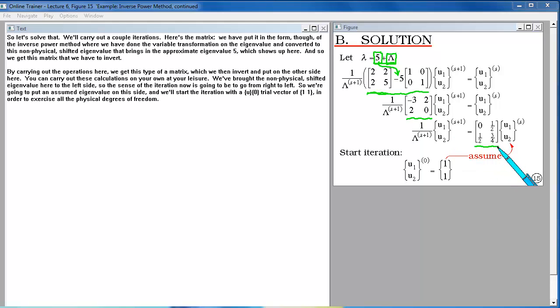You can carry out these calculations on your own at your leisure. We've brought the non-physical shifted eigenvalue here to the left side, so the sense of the iteration now is going to be to go from right to left. So we're going to put an assumed eigenvalue on this side, and we'll start the iteration with a U0 trial vector of 1 and 1 in order to exercise all the physical degrees of freedom.